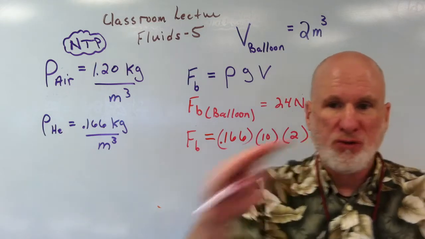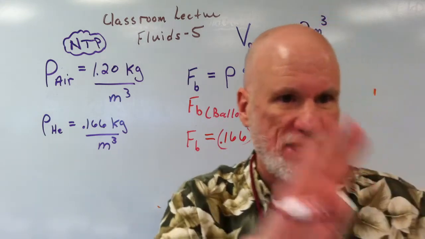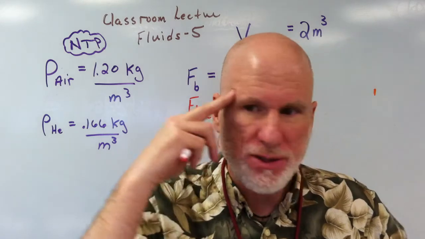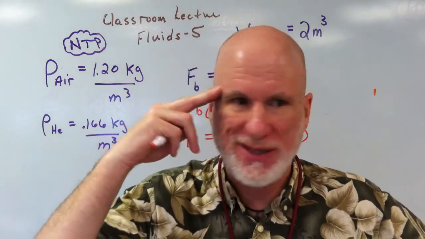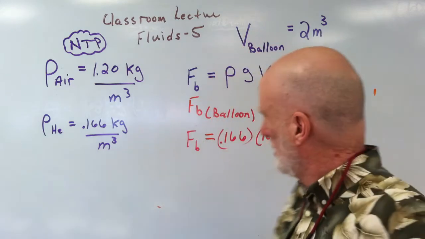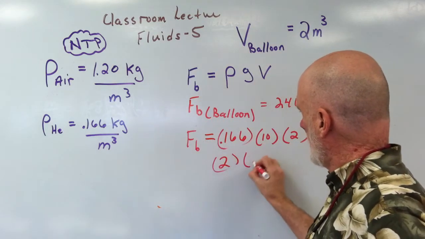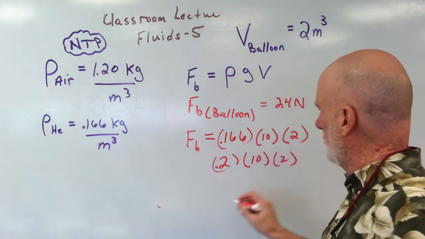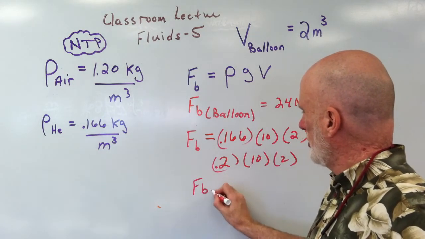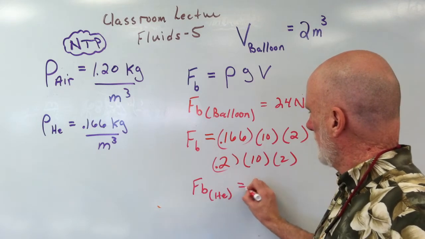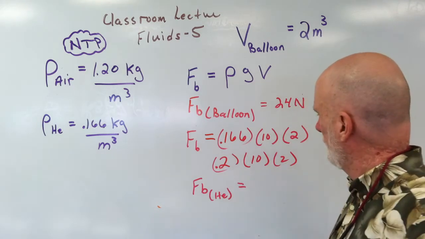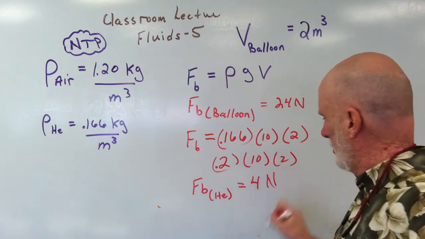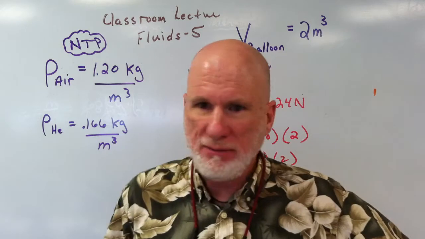Now, for argument's sake, just to make it a little bit easier on the eyes, let's round 0.166 to 0.2. Is that okay? All right. So that's going to be 0.2 times 10 times 2. So the buoyant force of the helium is going to be what? It's going to be 4 newtons. So far, so good. We're almost done.